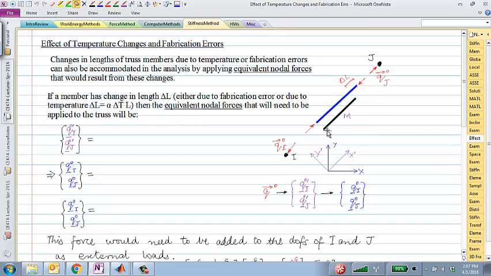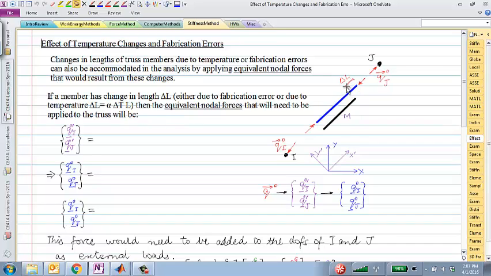We're saying that for a particular element M, if there is an initial error due to either temperature change or fabrication errors, we assume that the change in length is delta L. If delta L is positive, the member is too long. If delta L is negative, the member is too short, right?